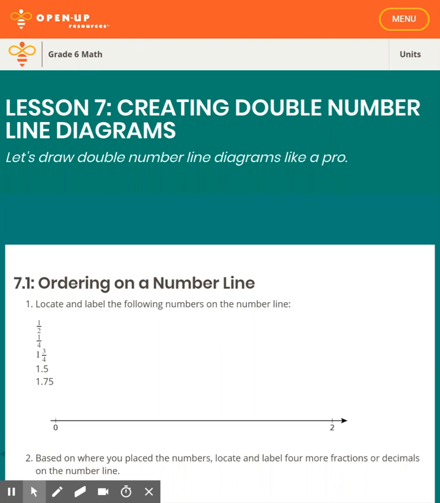Take a look at lesson 7 from Unit 2 in 6th grade math. We are now creating double number line diagrams. So we're building from understanding them in lesson 6 to here creating them, and it's really scaffolded throughout the lesson. But again, we're using context that the students have seen before in the work, and so their new learning is really drawing them on their own.